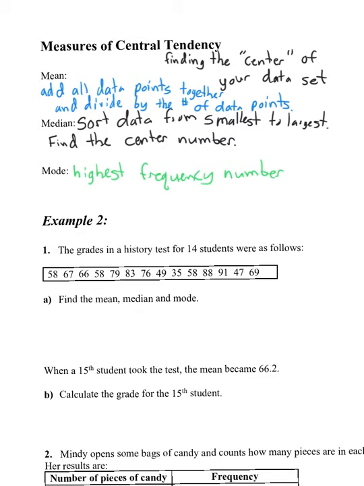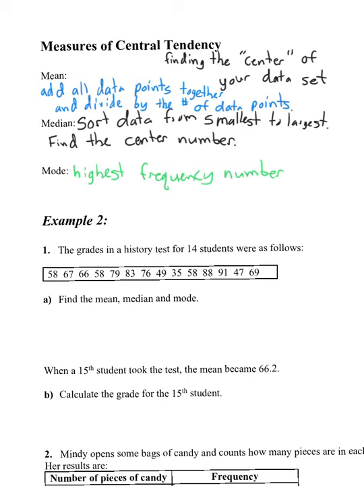The grades in a history test for 14 students were as follows. So 58, 67, 66, 58. Someone got a 35.